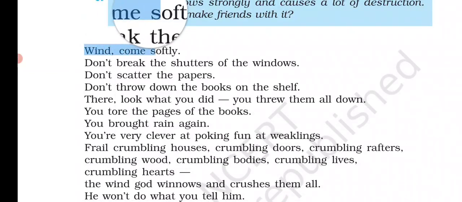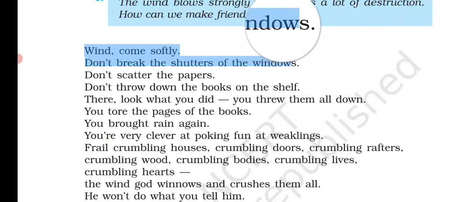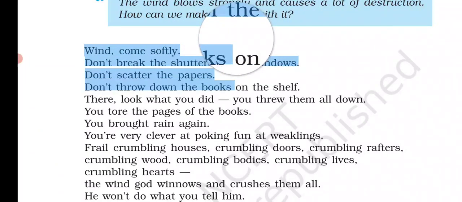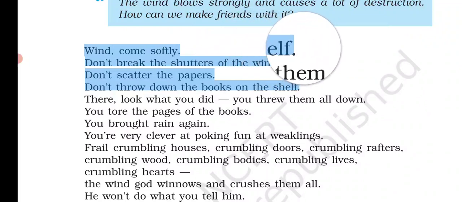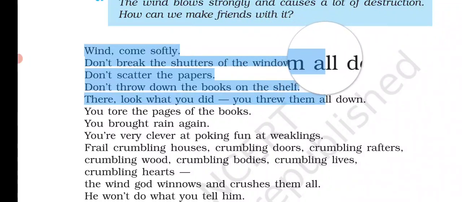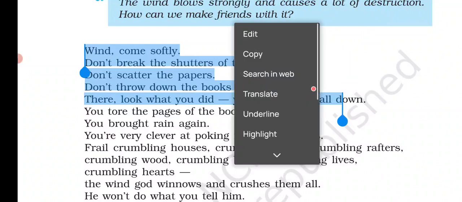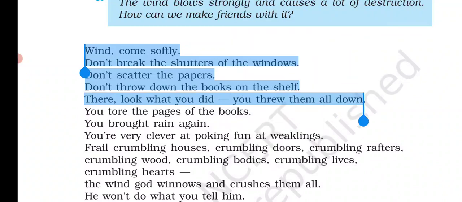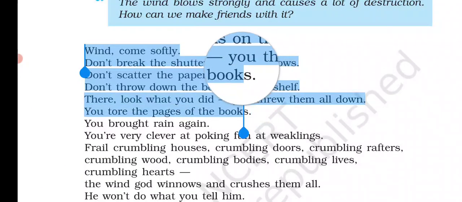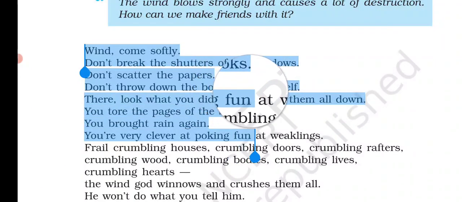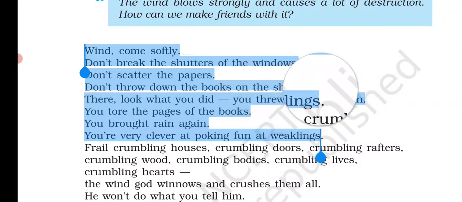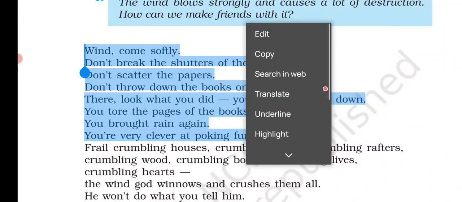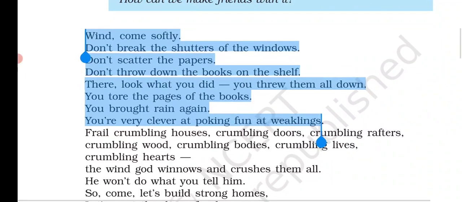Wind, come softly. Don't break the shutters of the windows, don't scatter the papers, don't throw down the books on the shelf. There, look what you did. You again. This is personification, the 'you' is being used for wind, right? You tore the pages of the books, you brought rain again, you are very clever at poking fun at weaklings. What is poking fun? Poking fun means making fun of, and weaklings means a person who is weak.